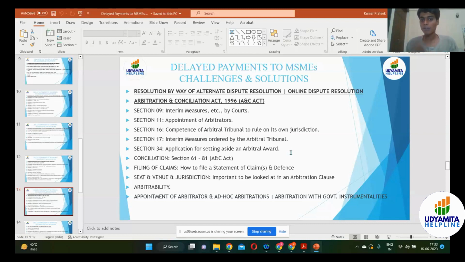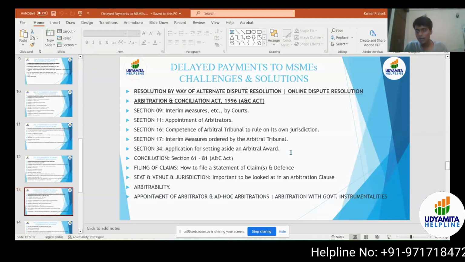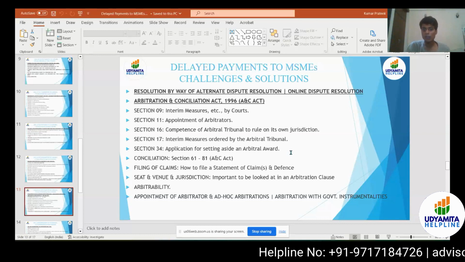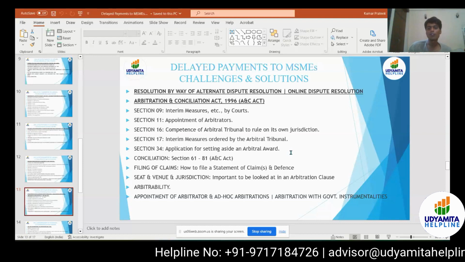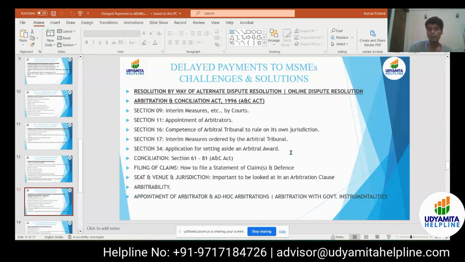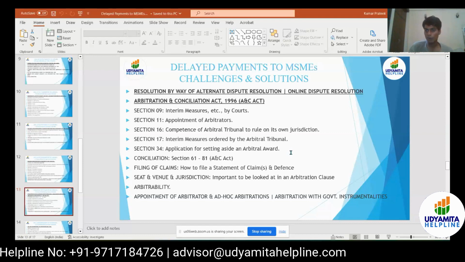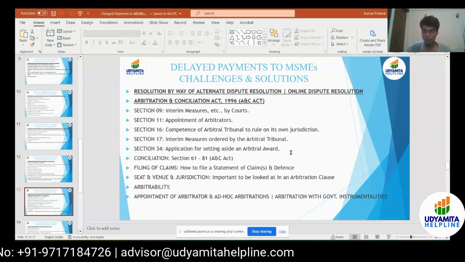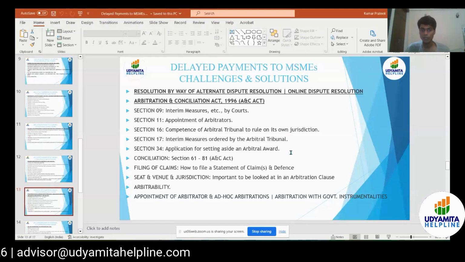Section 9 is interim measures, etc. by courts. A lot of times, before the arbitral tribunal takes up or decides your dispute, right, there are things which have to be protected immediately, right? So there are interim measures. In section 9, you can file an application for interim measures before the court till the arbitral tribunal is formed to hear the disputes.